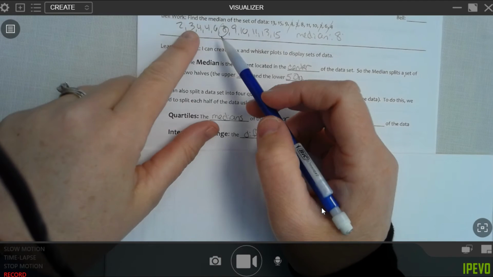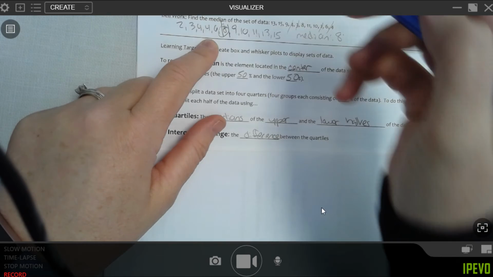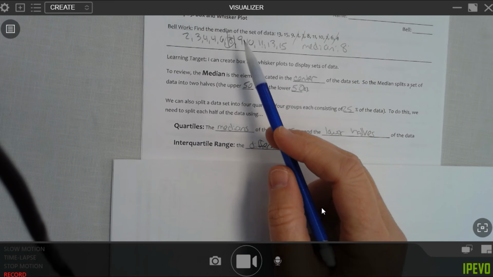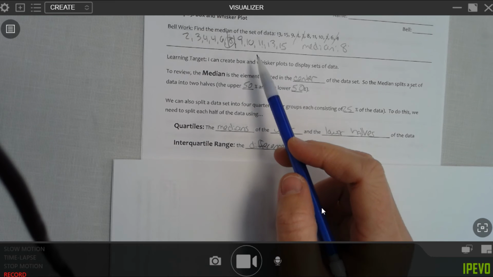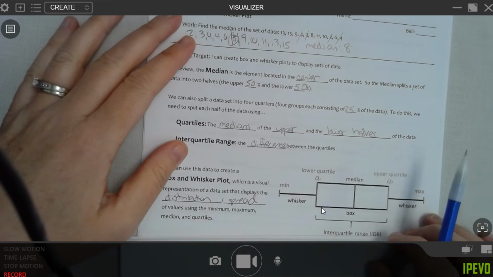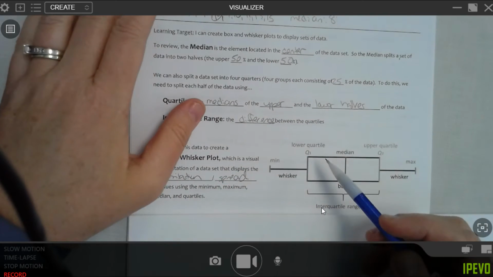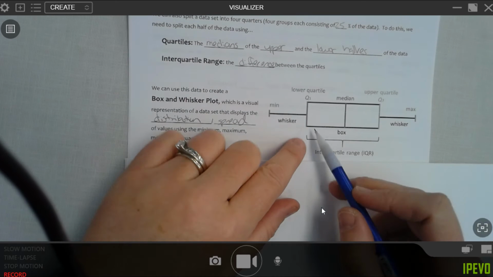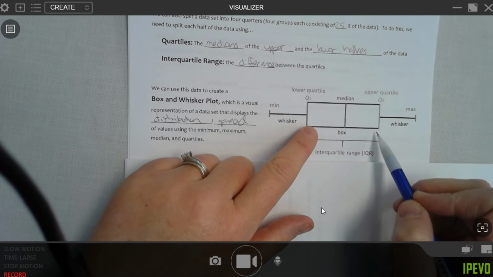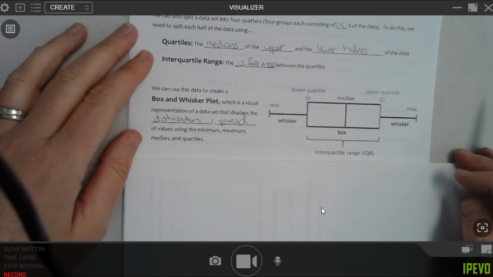So if this was the data, 2, 4, 5, right here's the middle of your data value set, then you would take the median of the middle and the median of the upper values there. And then you would put your numbers on your box down here. So we'll talk about that. Your interquartile range, that's this right here, Q1 to Q3, you would just subtract these 2 numbers, and the difference between the quartiles is called your IQR, the interquartile range.